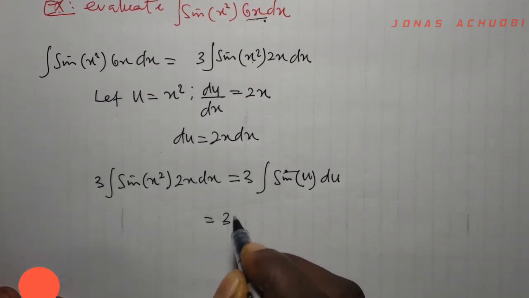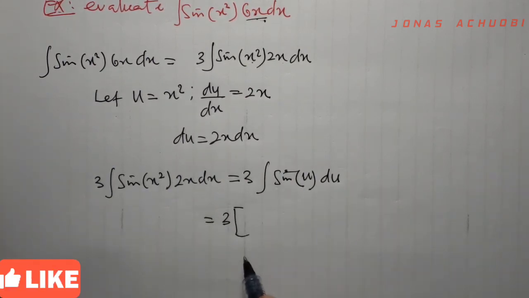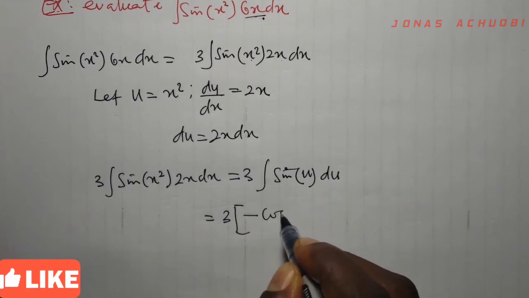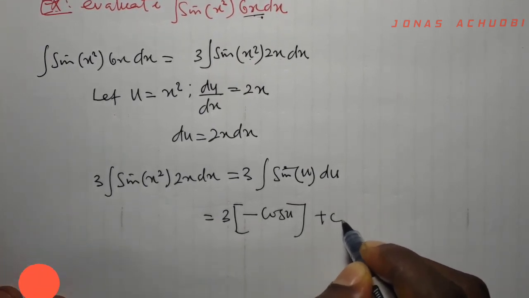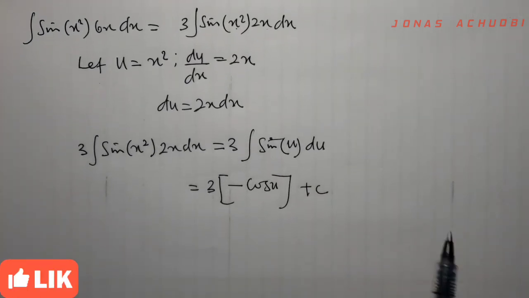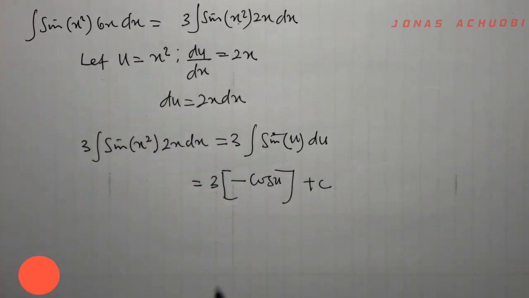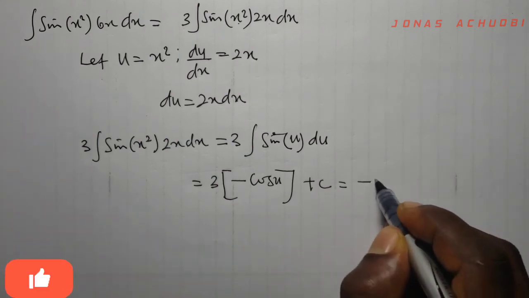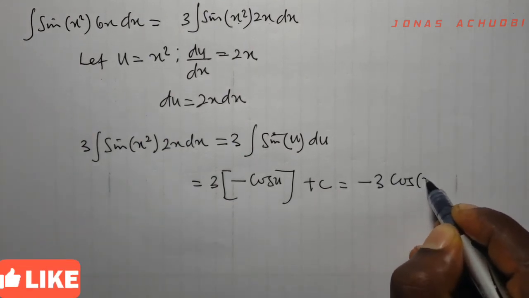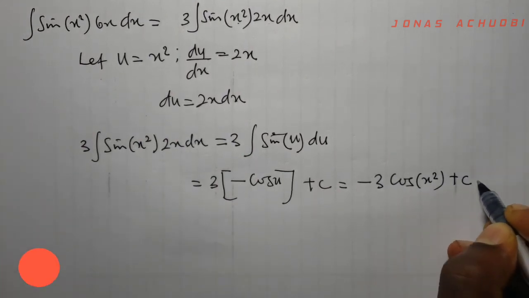This gives me 3. When I integrate sine u, what do we get? Minus cos u plus our constant c of integration. But the original problem had no u. We said let u be x squared. So this becomes minus 3 cos x squared plus c.